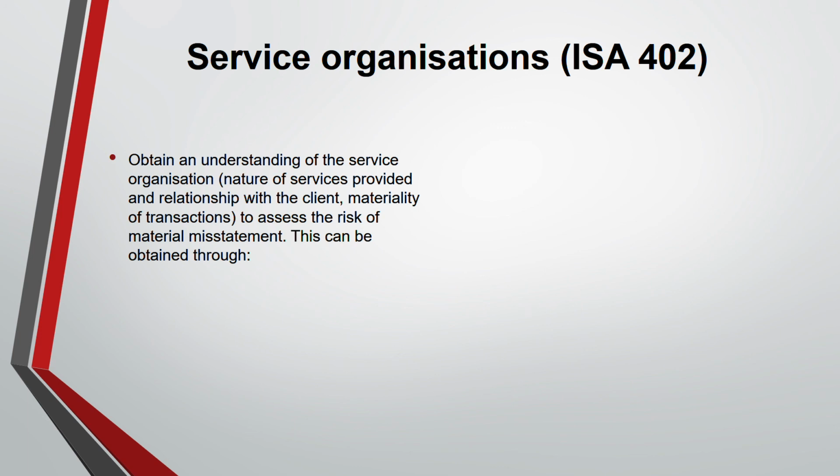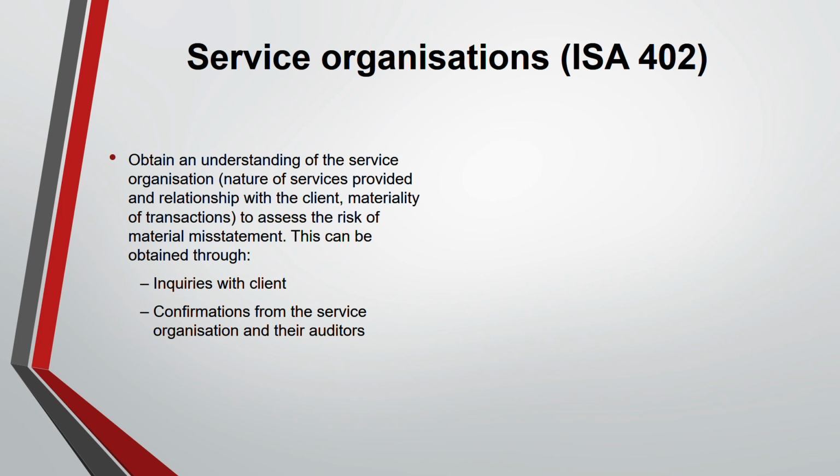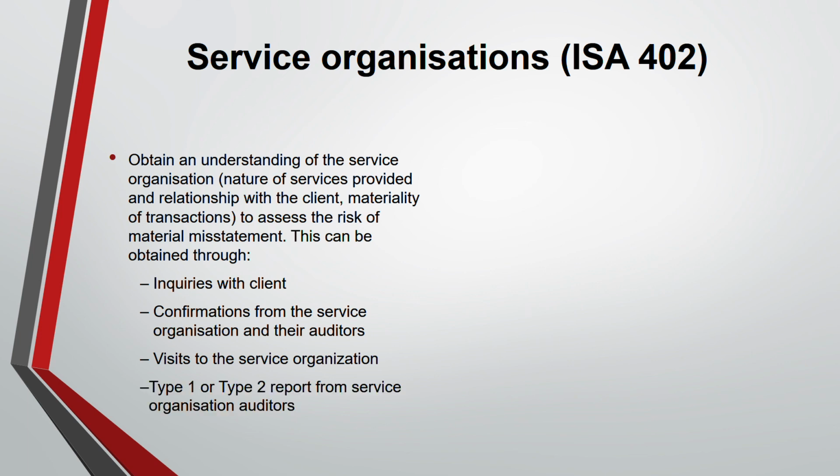So how are you going to obtain an understanding of service organizations? Number 1, inquire with the client. You directly ask the client what services they are receiving, what is the nature of those services, and what is the relationship with the client. Number 2, confirm from the service organizations and their auditors. And their auditors means the service organization's auditors. You are the auditor for your client, but your client is using a service organization. For them, the auditor is different. So you have to confirm with both the service organization as well as their auditor. That is a second way through which you can obtain an understanding of the service organization. Number 3, visit. You can visit the service organization. Then there is a type 1 or type 2 report from service organization auditors.